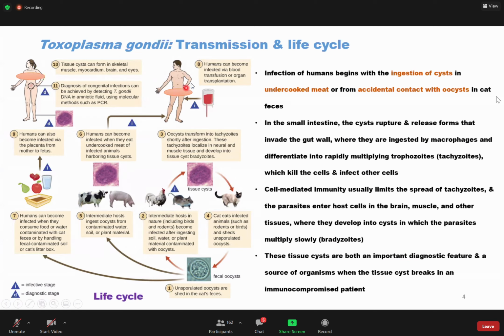Another way is through blood transfusion. If an infected blood is transfused, it can actually establish infection in a susceptible host. Other ways through which we can also have transmission include having a pregnant woman getting infected and passing it on to the unborn child. But whatever the route of acquisition, just remember that humans are not the usual intermediate host. So when we get exposed to this parasite, we are like a dead-end host, okay?